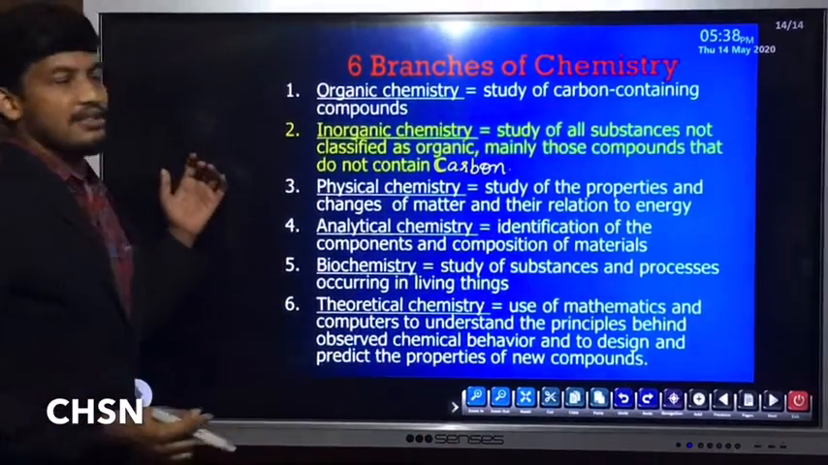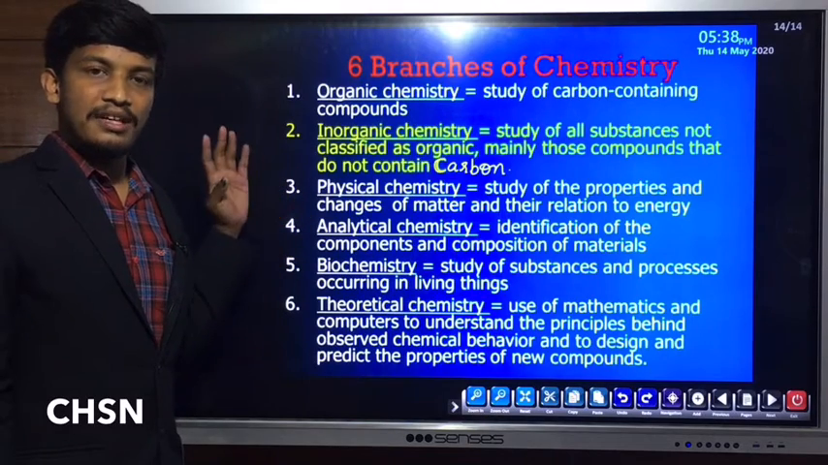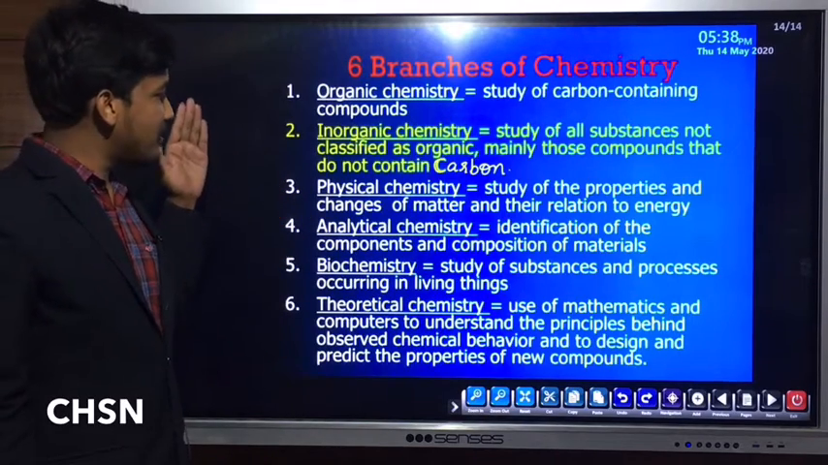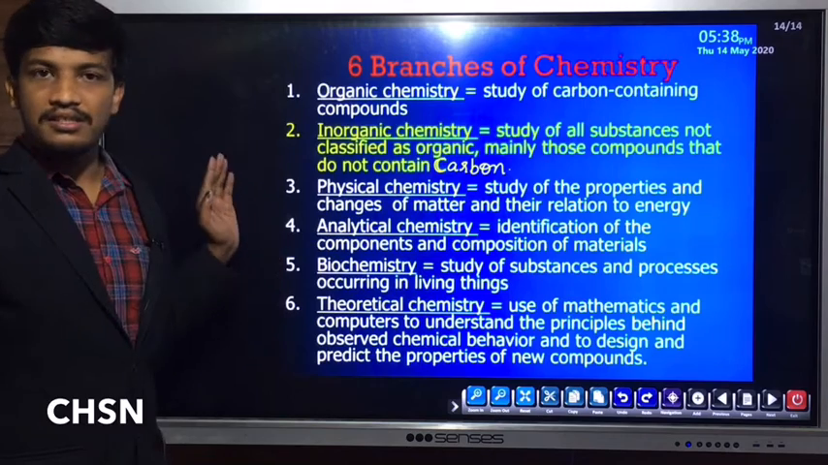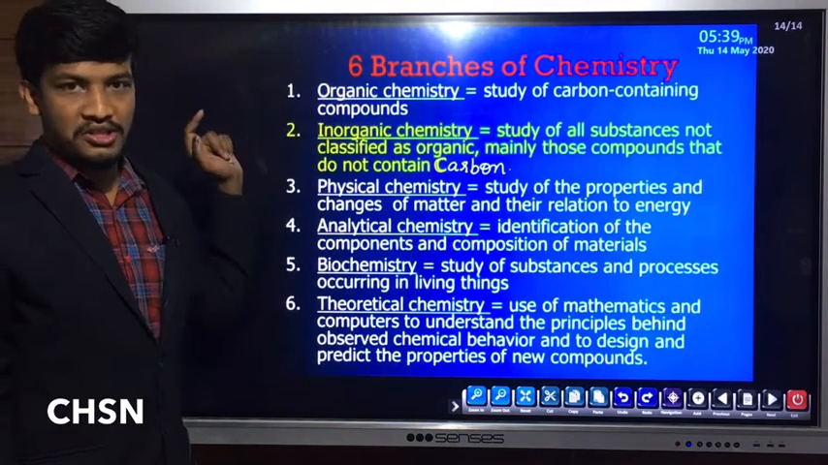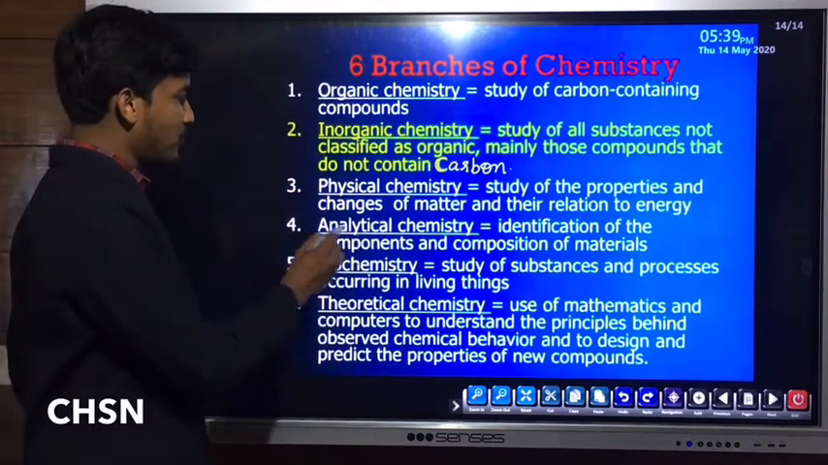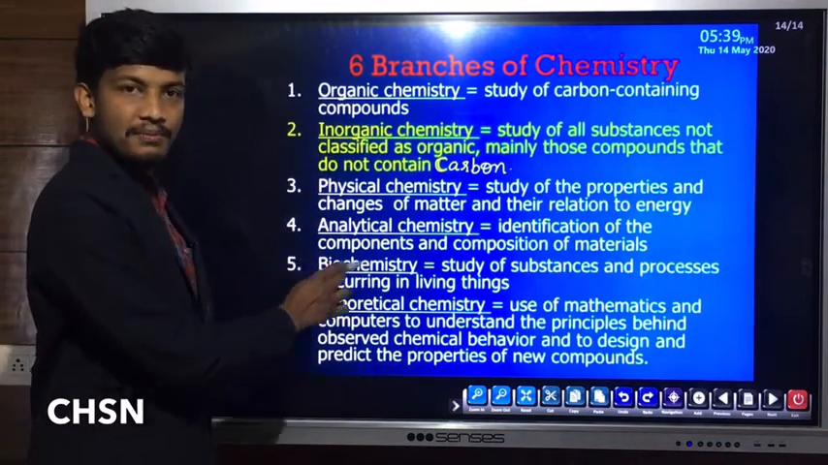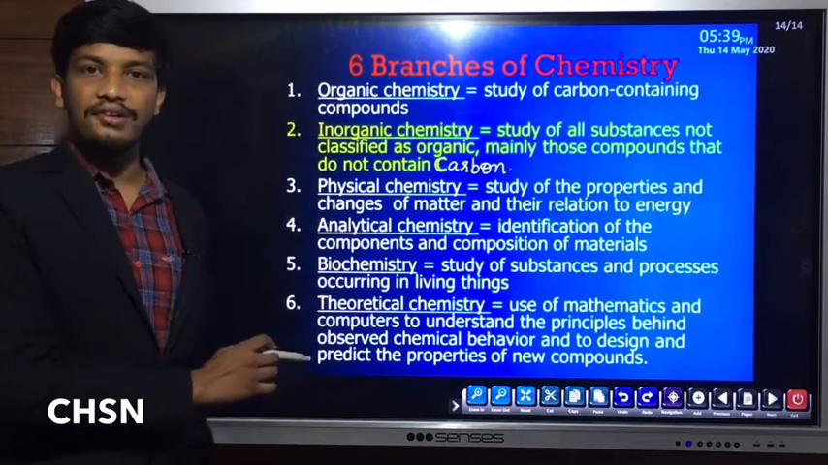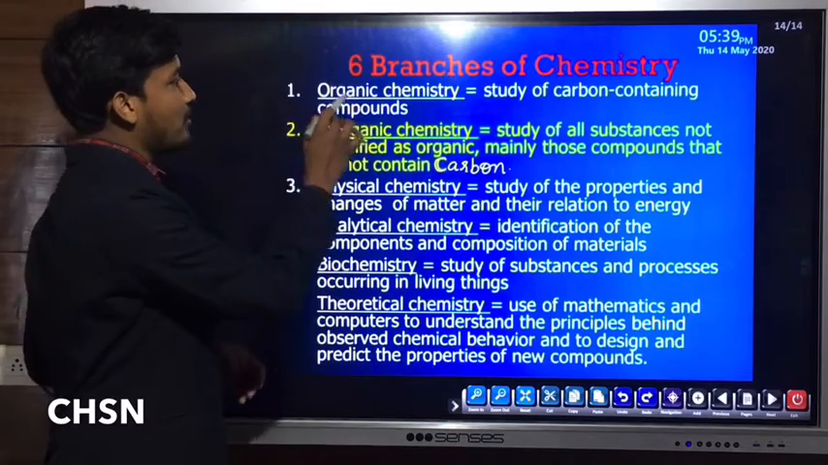Now we will see some important branches of chemistry. Many branches of chemistry are there. These are the 6 important branches of chemistry. First one, organic chemistry. Second, inorganic chemistry. Third, physical chemistry. Fourth, analytical chemistry. Fifth, biochemistry. Sixth, theoretical chemistry. First we will discuss organic chemistry.